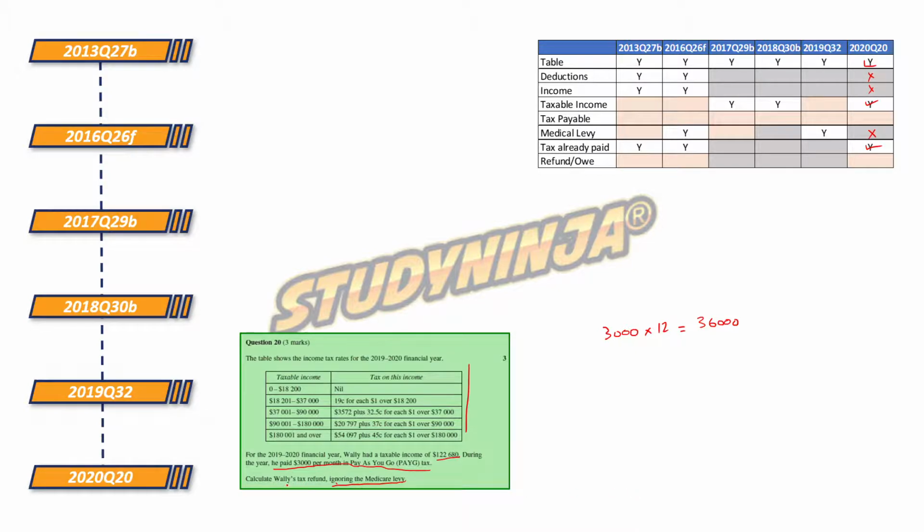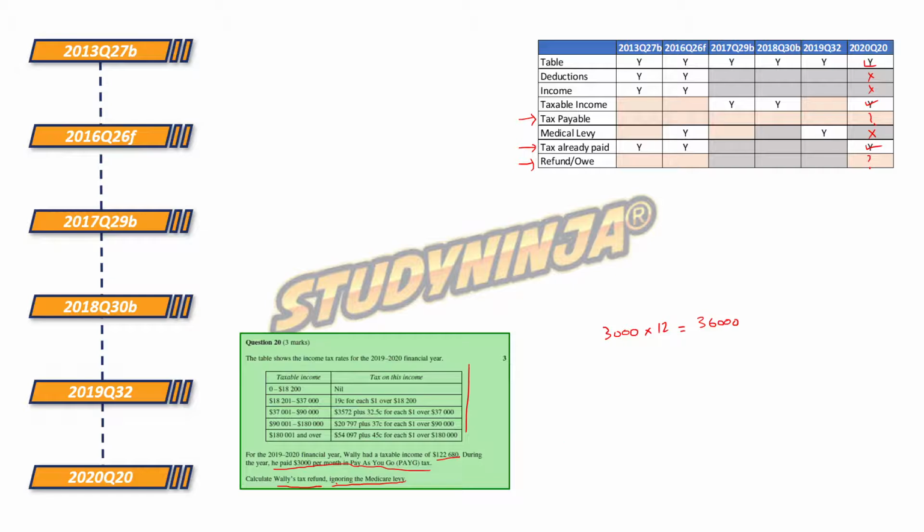Finally, what they're asking is, what is Wally's tax refund? So eventually they're interested in this number. But to work this out, you first need to work out what is payable. You need to work this number out, and you will work it out using the taxable income and this table to get the tax payable. Once you have this tax payable, you already know how much tax is already paid. The difference between these two would be the tax refund. Yeah, so that would be our answer.